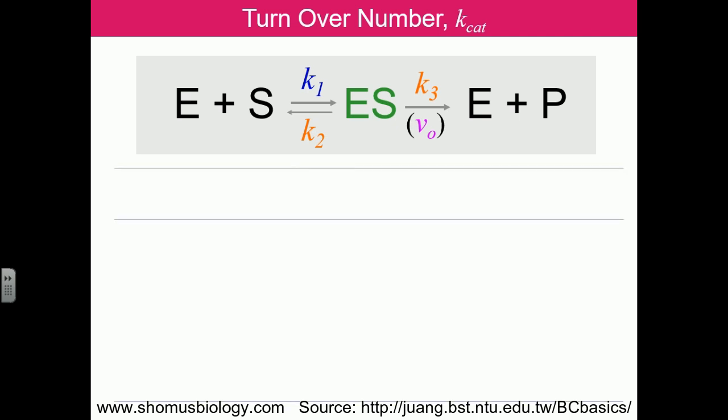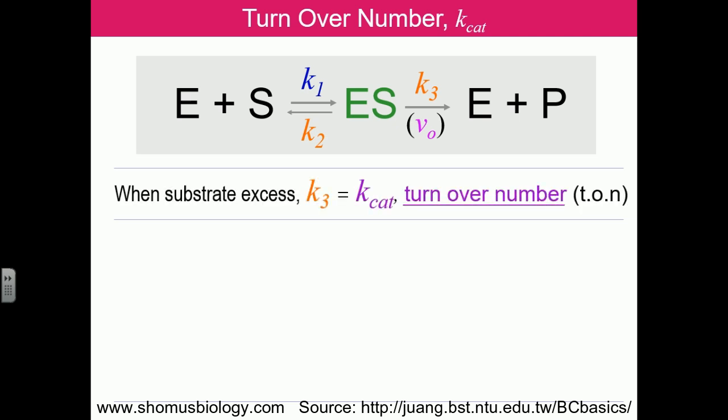So what we know is that when the substrate is in excess, then this K3 is the most important rate constant that acts like a turnover number, also known as TON. Now turnover number is the amount of substrate converted to the product per unit time. In that case, K3 becomes the major controller of the performance of the enzyme, but this applies when the substrate concentration is very, very high and in excess.